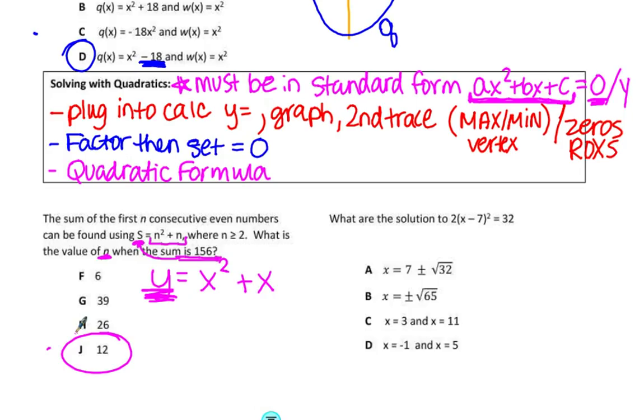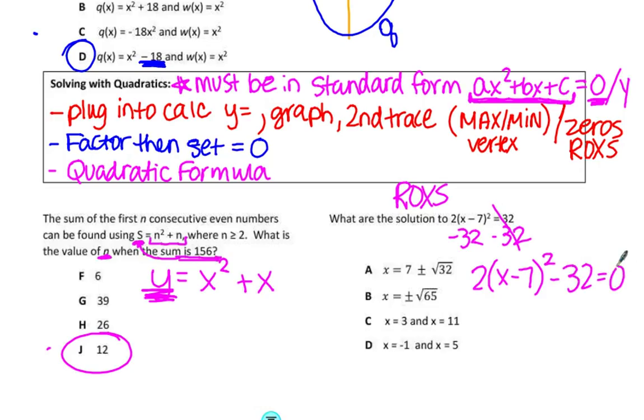And then our last one, find the solution. Remember, solution is roots, or where it's going to cross my x-axis. Now, the only issue is this is equal to 32, and I need it to be equal to 0. So the way that we do this is subtract the 32: 2 times (x minus 7) squared minus 32 equals 0. This is what I was mentioning before. It's not necessarily in standard form, but it is equal to 0 or equal to y, which is what we have to do first.